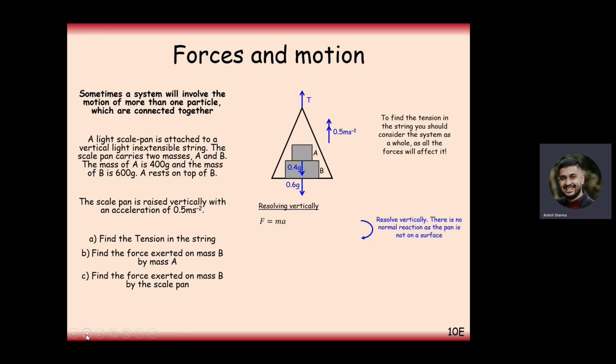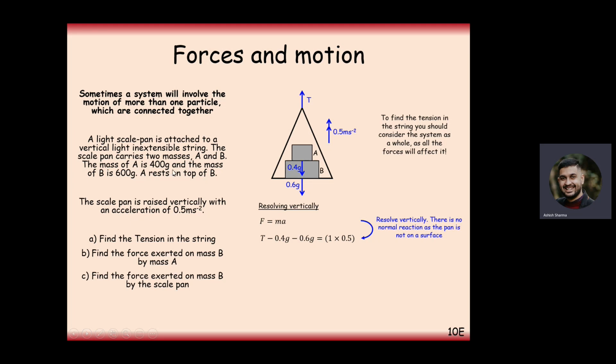So let's think about this. You've got the force going up, which is T, and you've got these two weights going down. The resultant force will be the difference of the T and these weights. So the resultant force will be T minus 0.4g minus 0.6g, and that's equal to ma, which is 1 times 0.5. Where does the 1 come from? 0.6g plus 0.4g is obviously 1g, which means a combined mass of 1 kilogram.